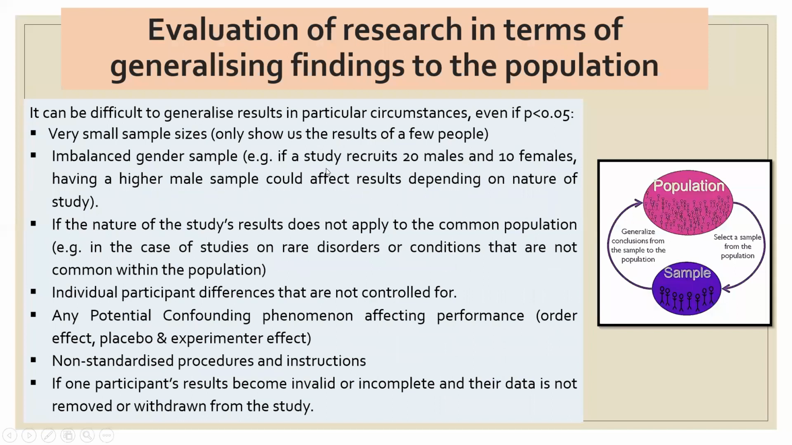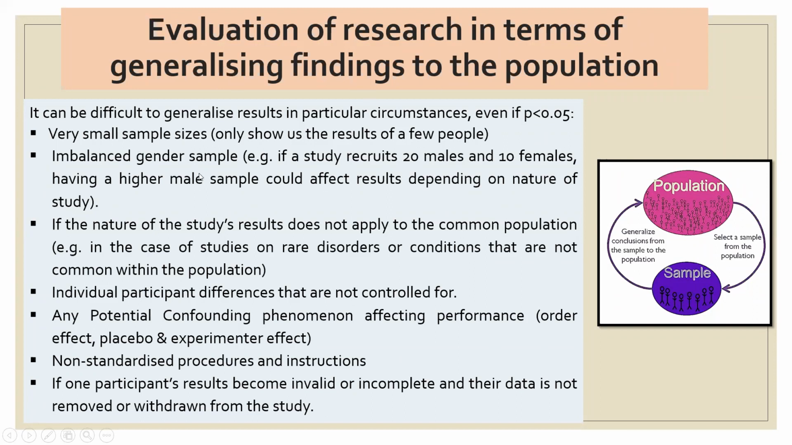Okay. So when we're talking about evaluation of research in terms of generalizing findings to the population, this is just terminology from the study design. Evaluation of research is how we're going to evaluate research. How are we going to evaluate our results? What are we going to make of our results? In terms of generalizing findings to the population, it means what factors are going to affect my ability to generalize results back to the population.